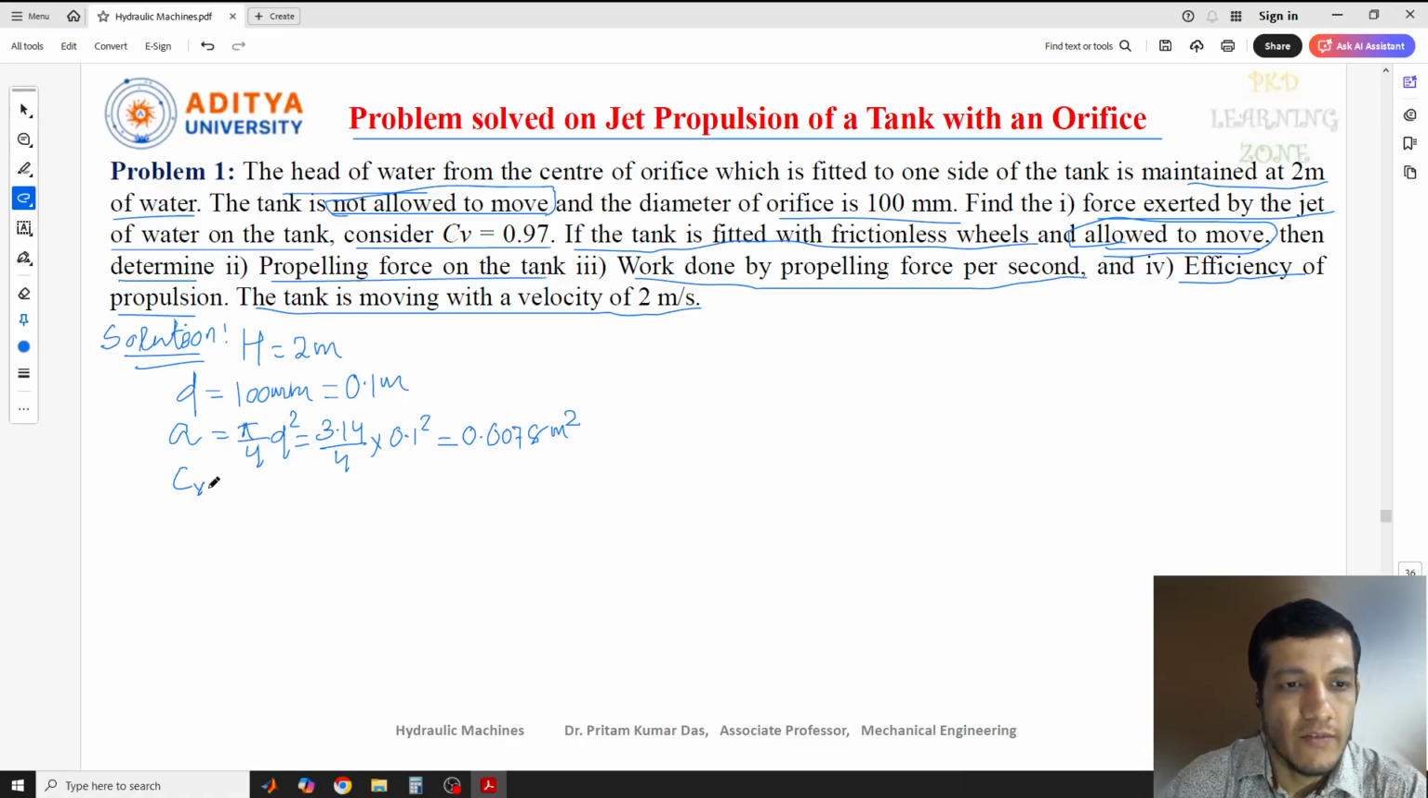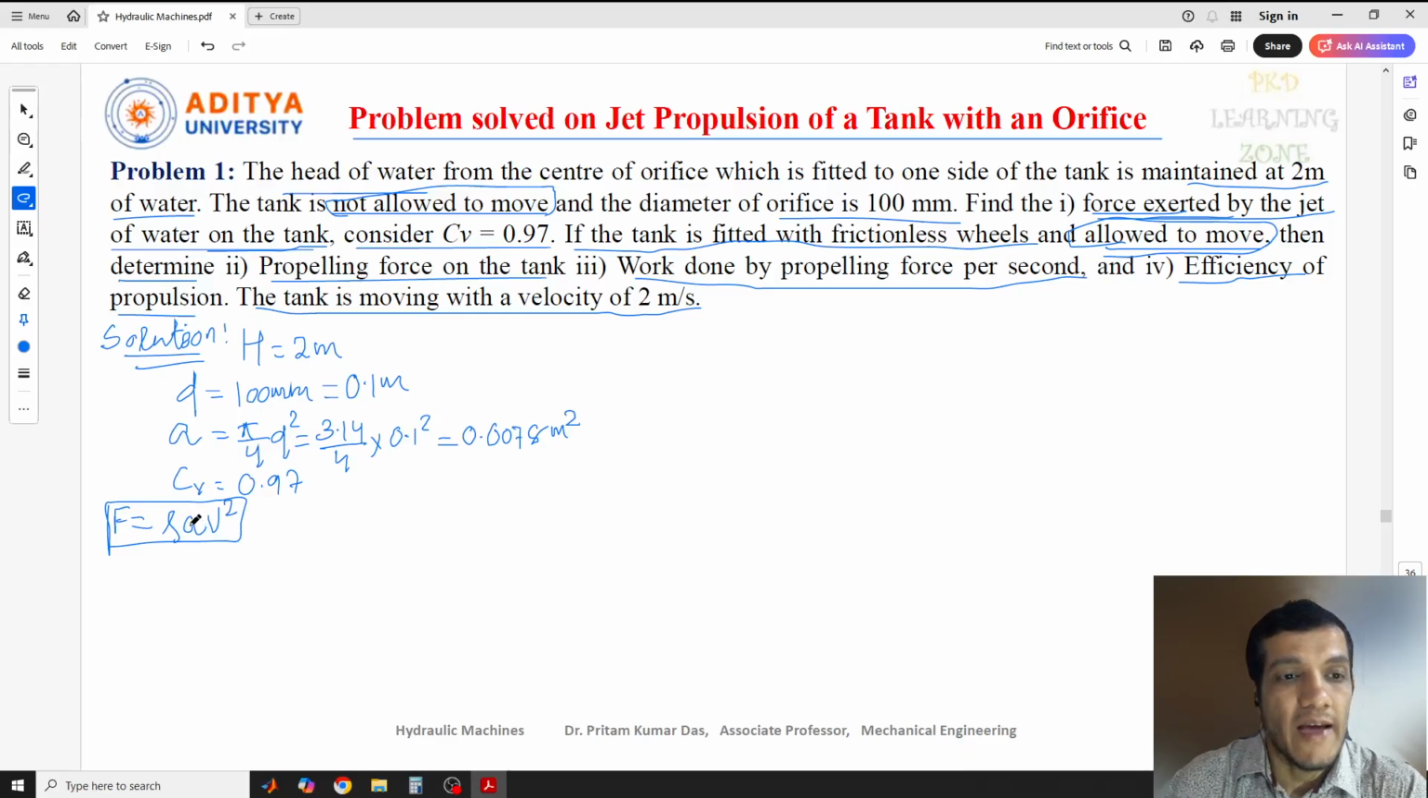Then the next line, the CV value is given. This is the coefficient of velocity, 0.97. For the first condition, we need to find the force exerted by the jet of water on the tank. Here we consider that the tank is not moving, it is in fixed condition, and we need to find the velocity of water. Then only can we find the force, because in our last lecture we saw that the force exerted by the jet of water on the tank is rho a v square. This is the formula we determined in our last lecture.